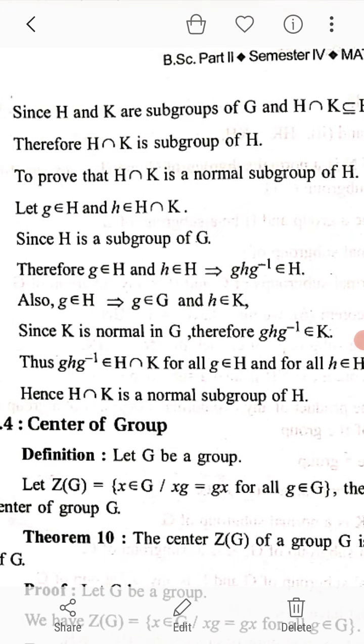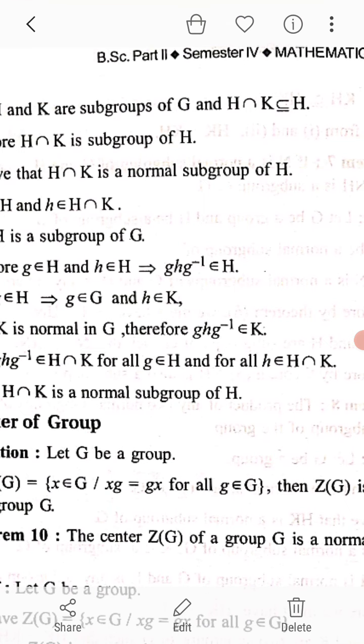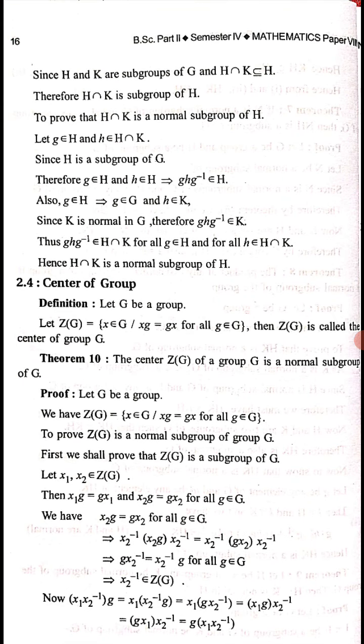Since H and K are subgroups of G and H intersection K is a subset of H, therefore H intersection K is a subgroup of H. To prove that H intersection K is a normal subgroup of H, let g belongs to H and h belongs to H intersection K. Hence, since H is a subgroup of G, therefore g belongs to H and h belongs to H. This implies that g h g inverse belongs to H.